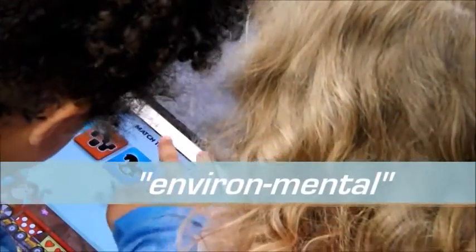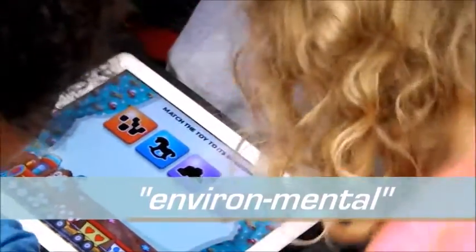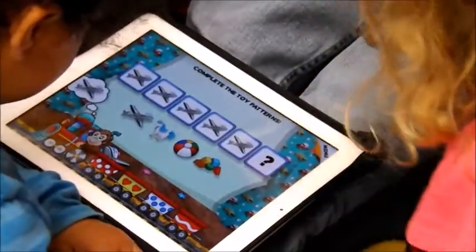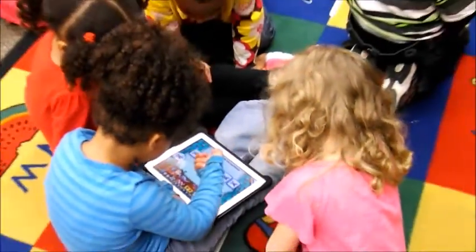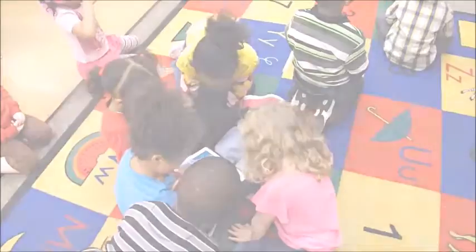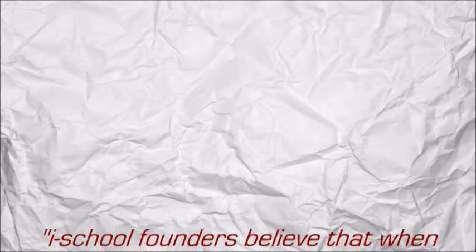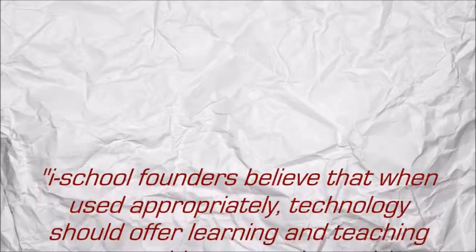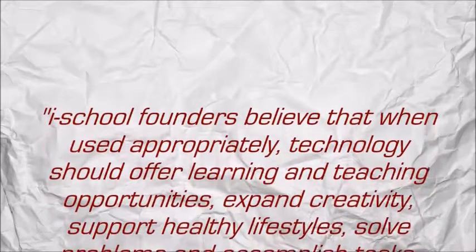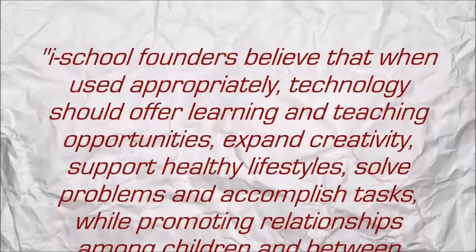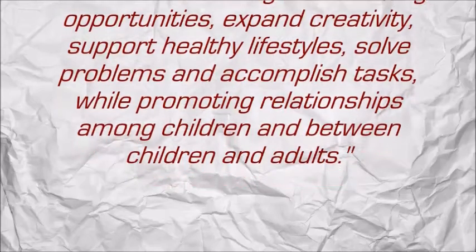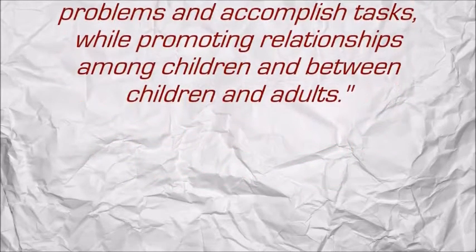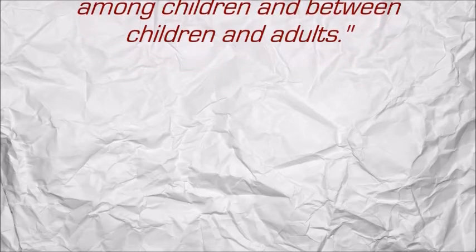Technology in the early childhood classroom should support a child's environmental needs, which includes a setting that fosters independence as well as the ability to participate in decision-making processes and creativity. These will be essential skills for their future success. iSchool founders believe that when used appropriately, technology should offer learning and teaching opportunities, expand creativity, support healthy lifestyles, solve problems, and accomplish tasks, while promoting relationships among children and between children and adults.